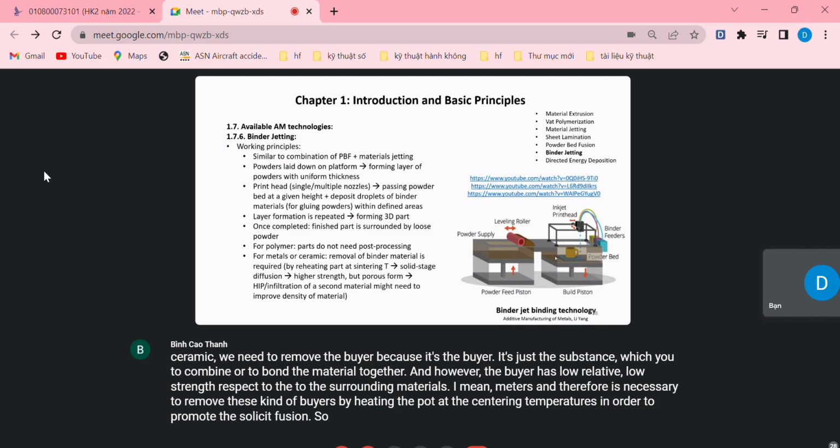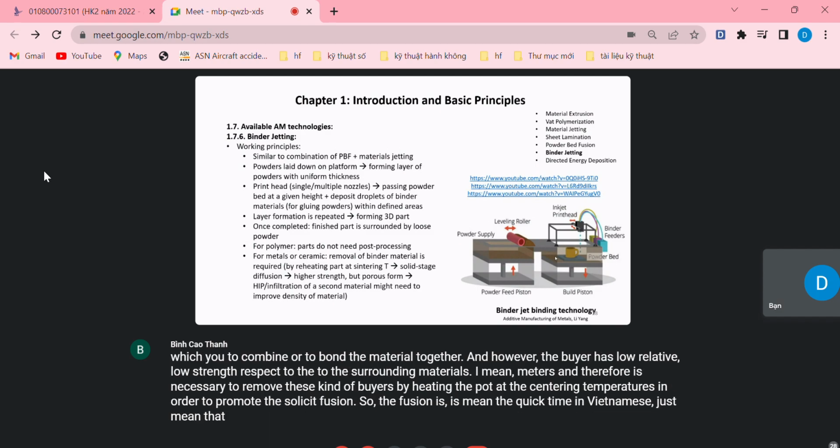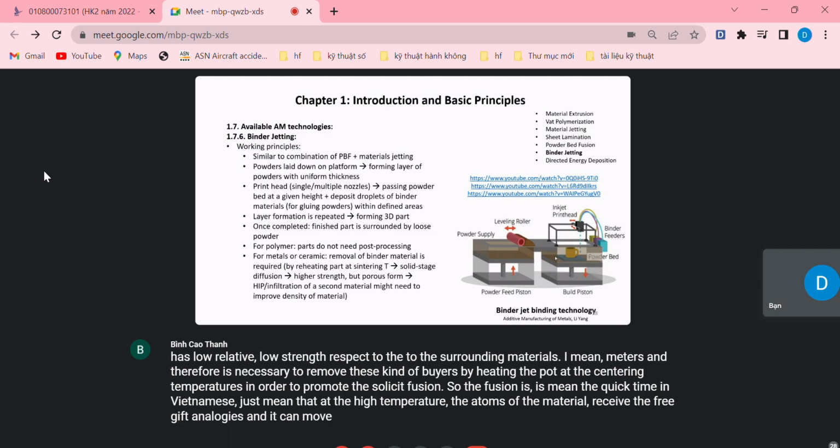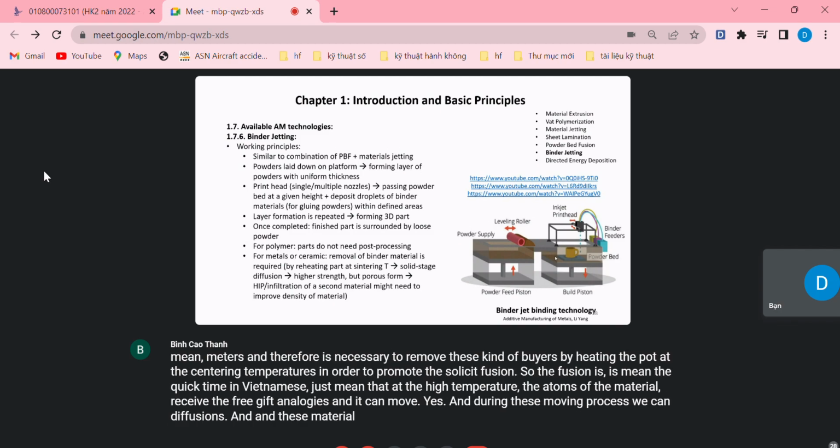So diffusion means khuếch tán in Vietnamese. It means that at high temperatures, the atoms of the material receive the free energies and can move. And during this moving process, which we call diffusion, the materials will have better connection between them and provide higher strength.